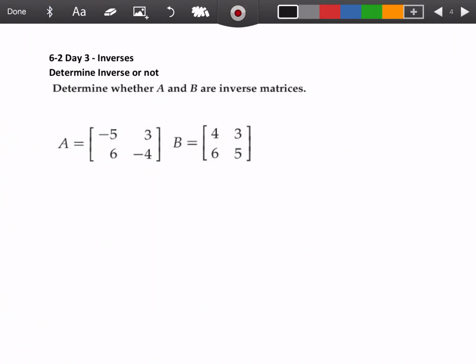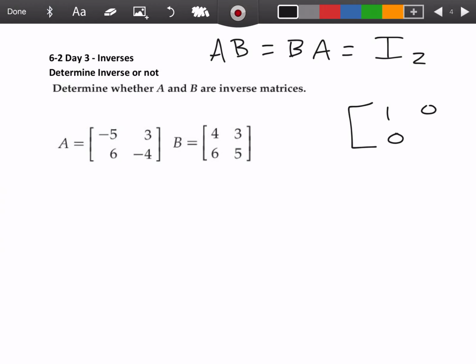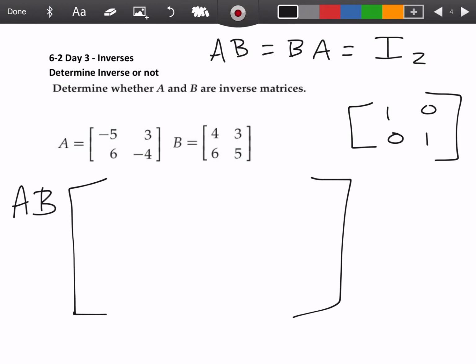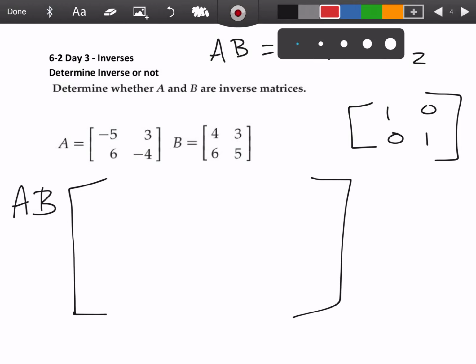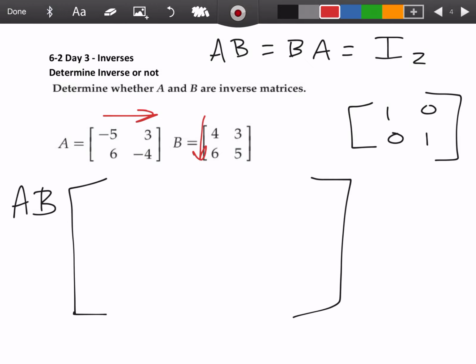So here we have to make sure that A times B and B times A equal I2 in this case. Okay, they need to equal this right here. Okay, and so we'll start off with A times B, but what I want to make sure that you're aware of is that there's a reason I went through and did all of these operations as we were doing them. Okay, so here we go across the row and down the column. We have negative 5 times 4 plus 3 times 6.